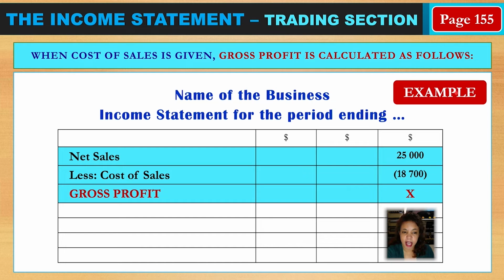And this is an example. Your net sales is 25,000. Your cost of sales given is 18,700. You put it in brackets, and 25,000 less the 18,700 will give you 6,300 as your gross profit. And you must have it written here. Remember, accounting language, we are telling people what things are. So if you just have 6,300 and you don't have what it is, that is very useless information. It is only useful if you tell them it is gross profit. Nice.